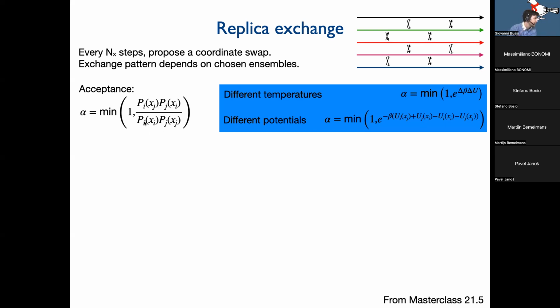Then you take the ratio between the probability of the swapped states and the probability of the unswapped states. If the difference between the probability distributions is just temperature, this can be simplified to this form, where what matters is the difference in energy between the two replicas. If the two replicas differ in the potential energy function, so in U, then you have an expression like this one. I didn't write it down, but obviously you can write the most general case where replicas differ both in temperature and in the potential energy function.